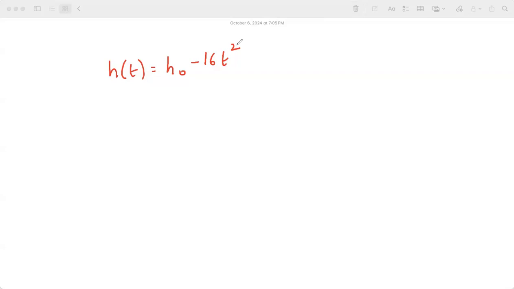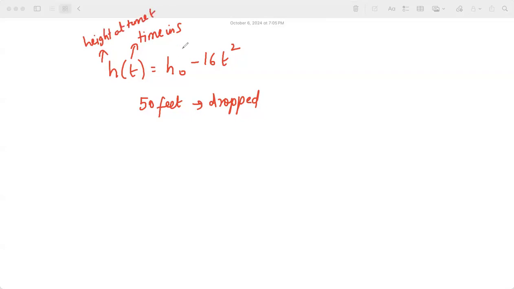Okay. Suppose the water balloon was dropped from a 50 feet height. I'll tell you, this is time in seconds. This is height at time t. This is initial height. I've given you all the variables. This is again time. Now the water balloon was dropped from 50 feet. How long does it take to reach the ground?